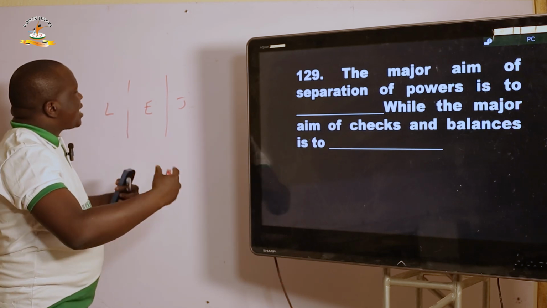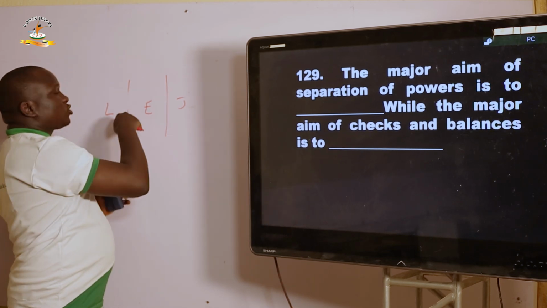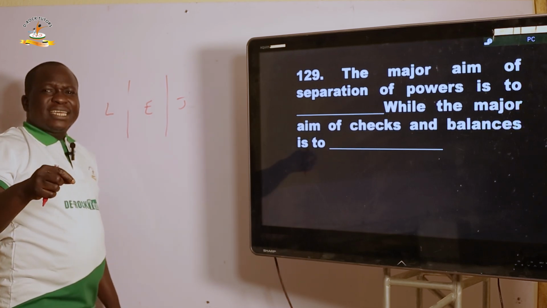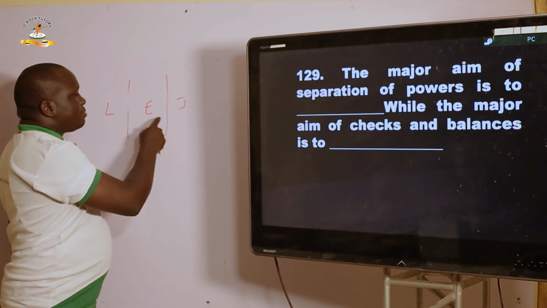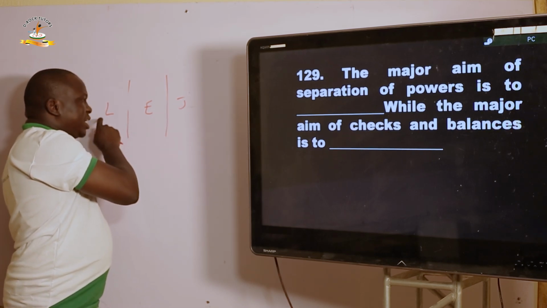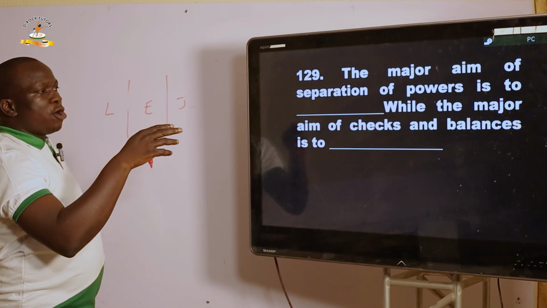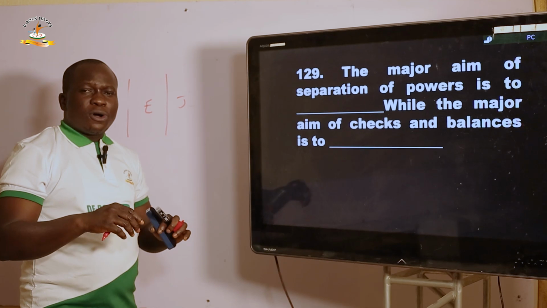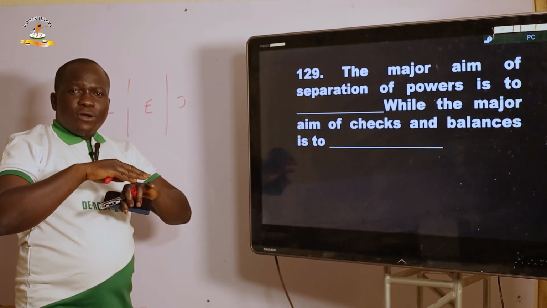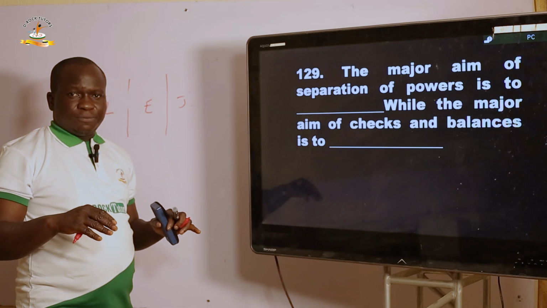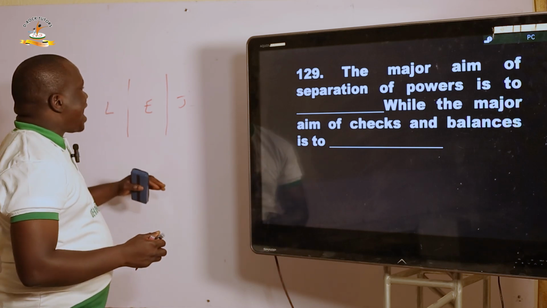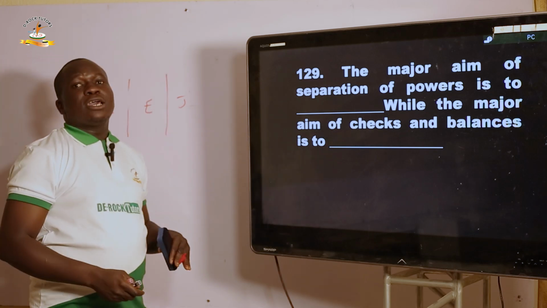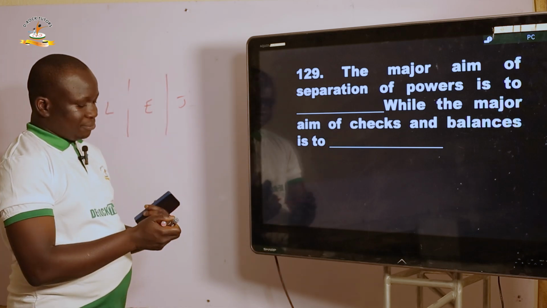While they will now ensure that each organ should also monitor the other organs. Are you getting now? When the legislature who should make laws makes a law that is against the law, we can take them to court and the judiciary can declare that law illegal. So the major aim of separation of powers is efficiency, while the major aim of checks and balances is to ensure that there is no tyranny, no dictatorship, no despotism, to ensure that if any organ is acting in a way that is beyond their powers, the other organ will balance them back. That is checks and balances. Now to the next question.